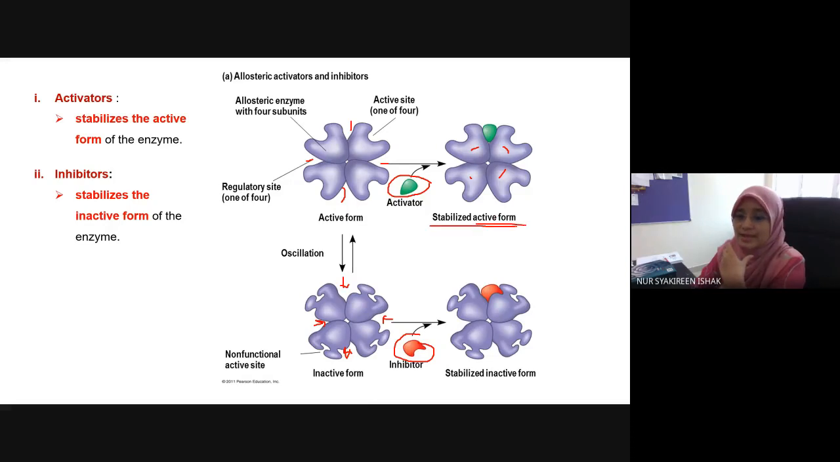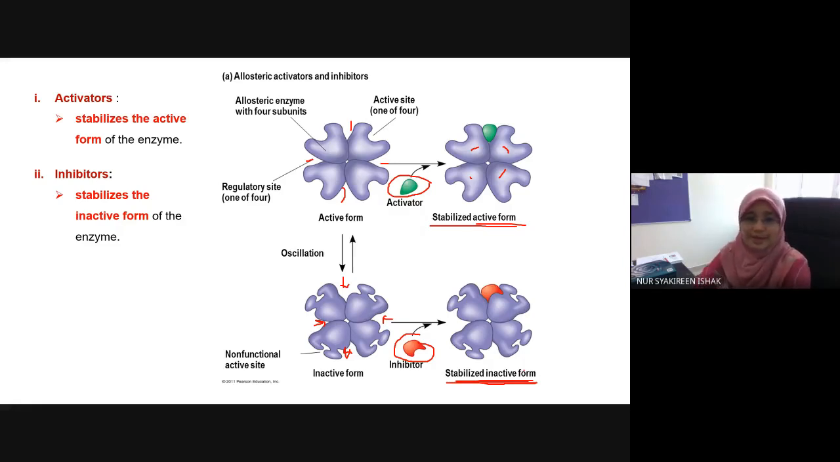To stabilize the active form, you only need one activator to stabilize all the subunits of the enzyme in the active form. But the same goes for the inhibitor. You only need one inhibitor to bind to one of the allosteric sites to cause all of the subunits to be in the inactive form. It stabilizes the inactive form of the enzyme. Only one molecule is required to bind to the allosteric site.